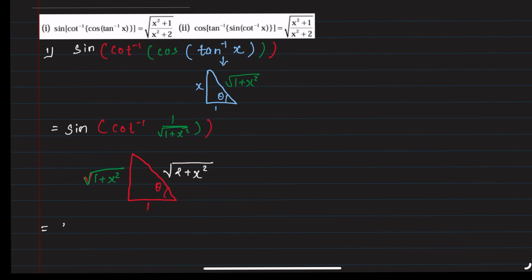So this becomes equal to sine inverse of sine theta, which is always opposite upon hypotenuse. Sin inverse gets cancelled out. Finally, answer.